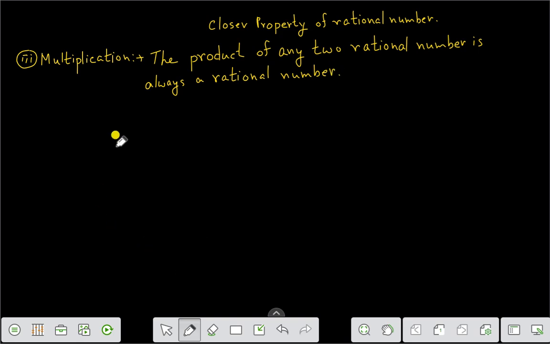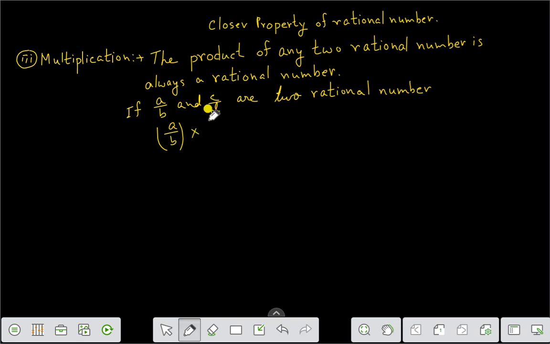Right? If a by b and c by d are two rational numbers, then we can say that a by b into c by d is also a rational number. Let us take one example.